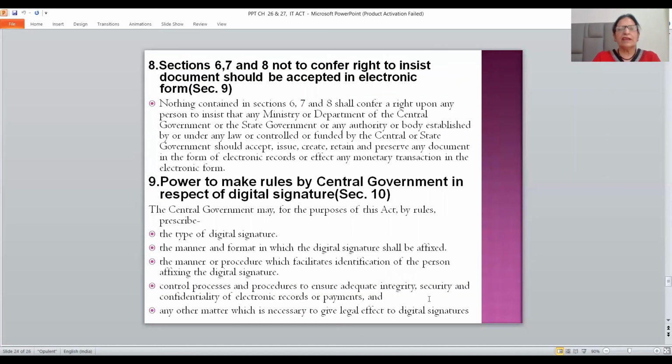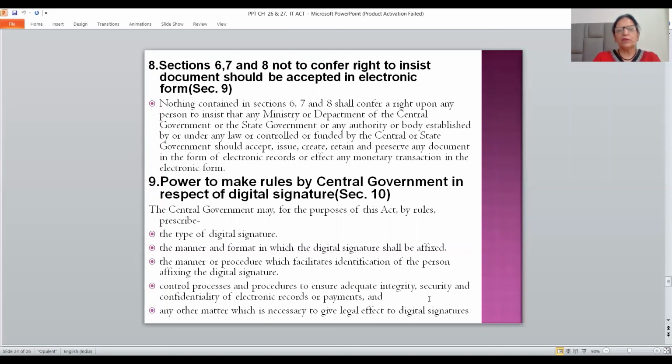Sections 6, 7 and 8 do not confer a right to insist that a document should be accepted in electronic form. So it doesn't mean, friends, that paper-based documents have been 100% replaced by electronic documents. Still, the hard copies are being accepted. People are going to the offices and getting the work done. It is not that everything is being done online.